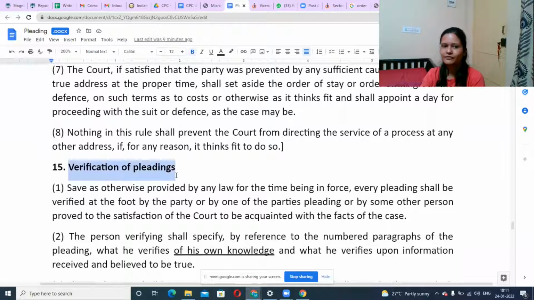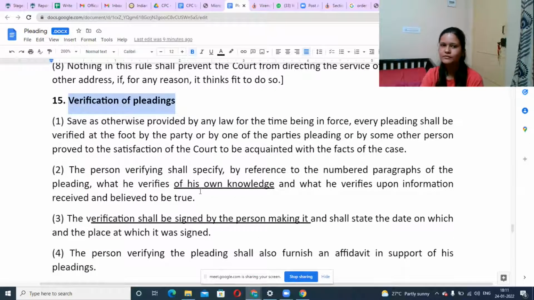Okay. Then comes verification of pleading. Now, a lot of things would be written in the pleading in different paragraphs, mentioning different facts or matters that the person is claiming. So it is very much important that the party verifies it as well.